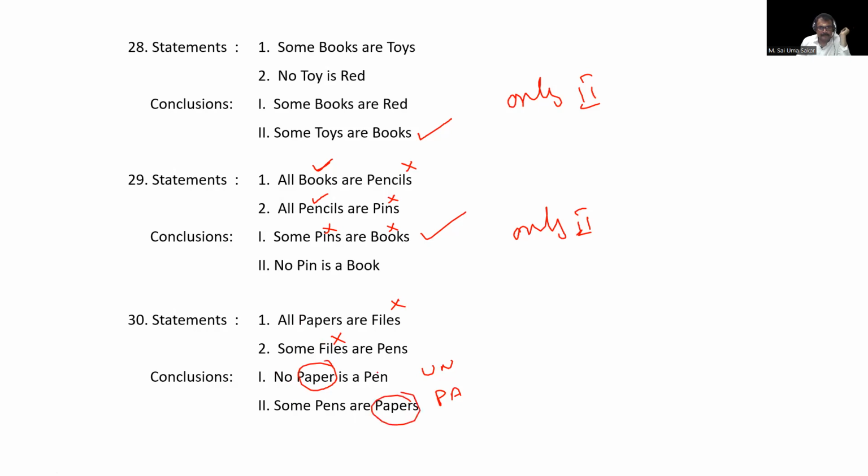Paper, paper, pen, pen. See, in the complementary pair, if one of the conclusions is universal negative, the other conclusion must be particular affirmative. Even if subject and predicate are interchanged, that is also valid, right? So what is the answer? Either 1 or 2. That is the complementary pair.